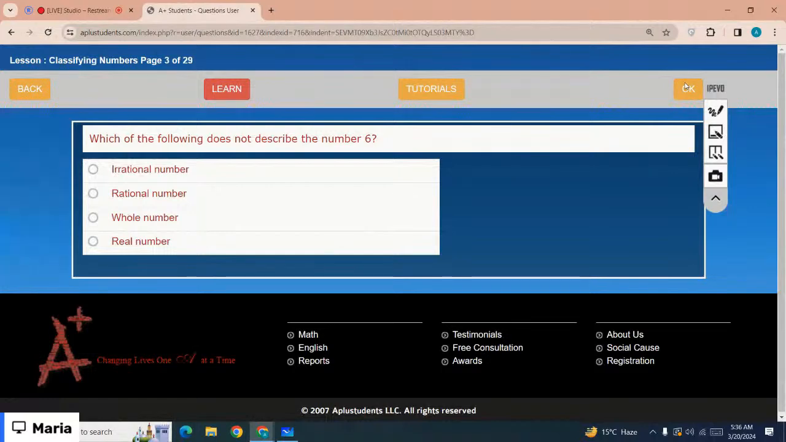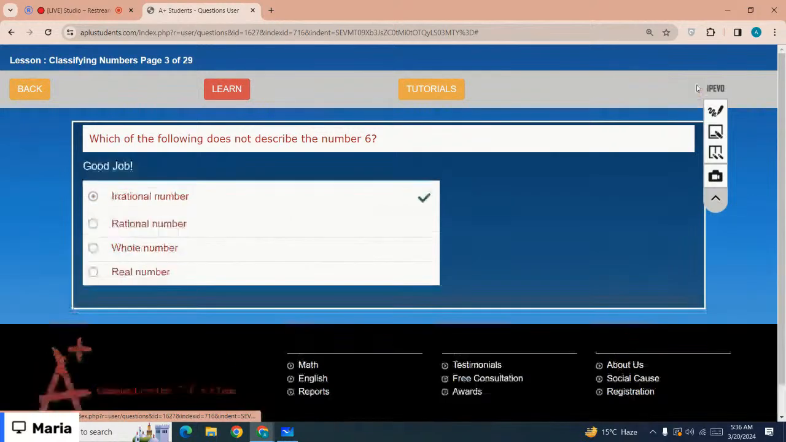Which of the following does not describe the number 6? Irrational number. 6 is not an irrational number. 6 is a rational number. 6 is a whole number. 6 is a real number. But 6 is not an irrational number, right?